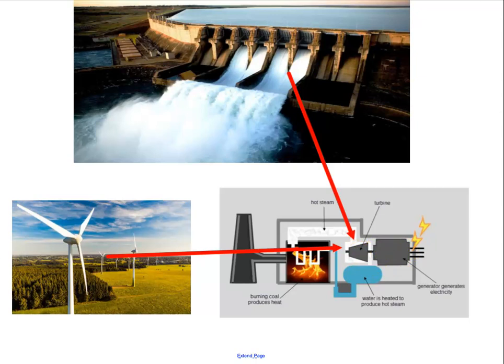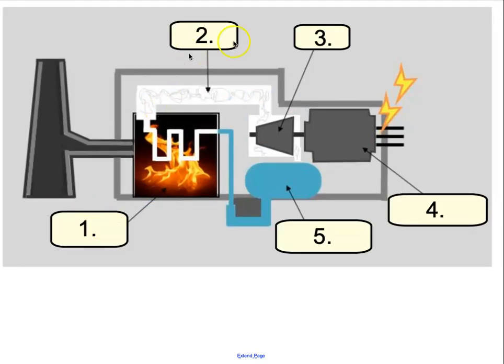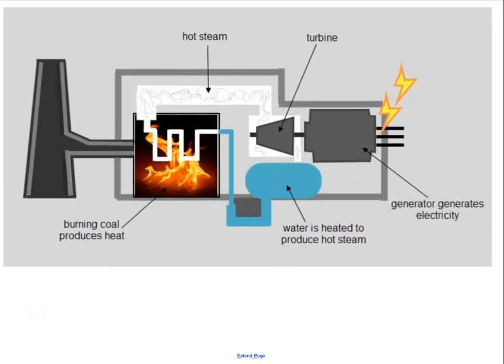So make sure on your paper you have everything labeled. Again, make sure you get each of these 5 parts labeled, so that if they're on the test, you're going to have access to them.